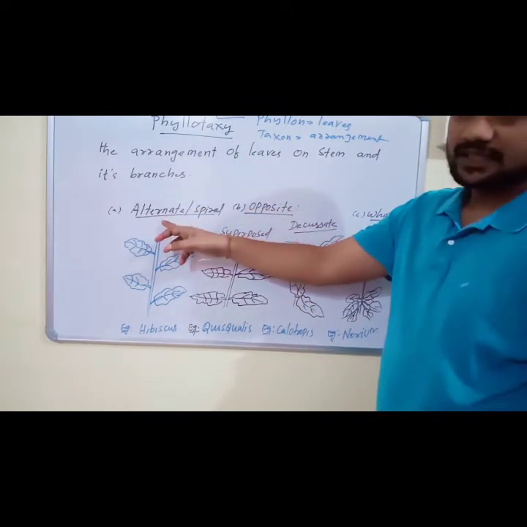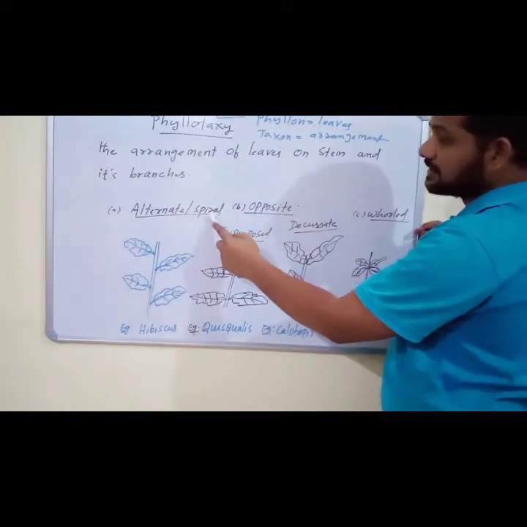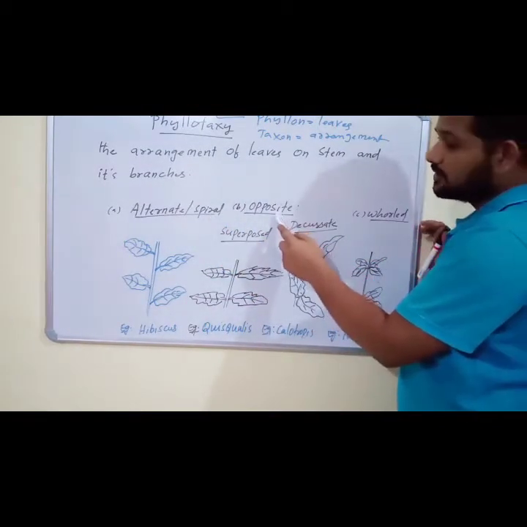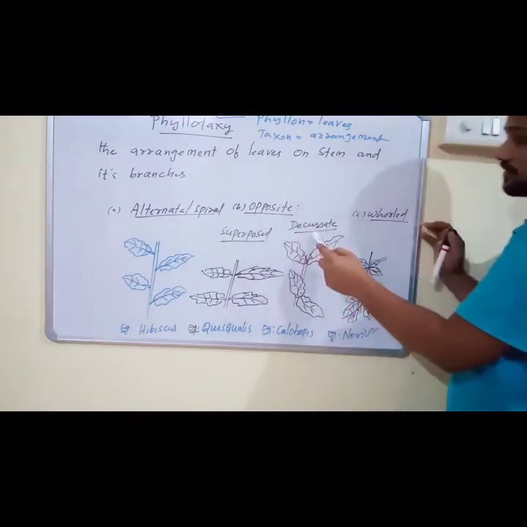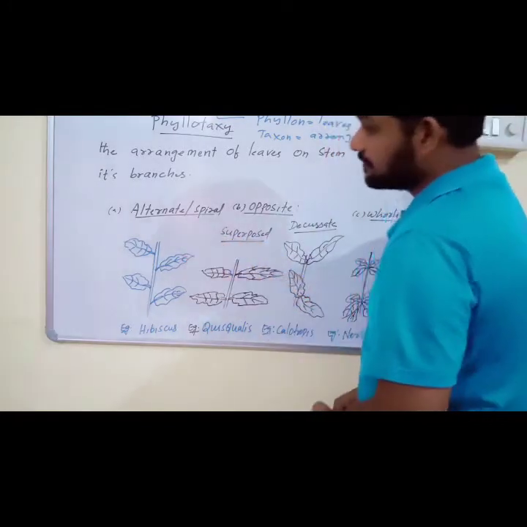Phyllotaxy usually is of three types. Alternate phyllotaxy, which is also called spiral phyllotaxy. Second one is opposite, which is again divided into superposed and decussate. And third one is whorled phyllotaxy. The first one is alternate phyllotaxy.